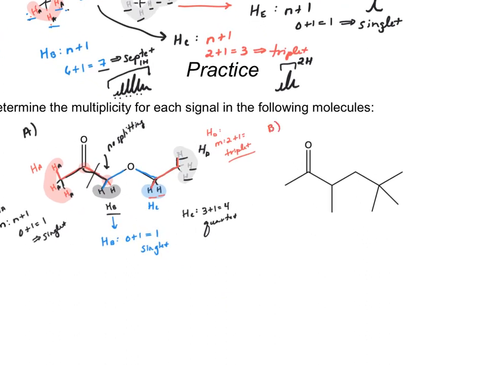Now we'll go on to B. Similar thing, we've got 3 protons out on the end here. This is a methyl group, so they're all equivalent with respect to one another. There are no protons here. There's 1 proton here. There are 3 protons here. There are 2 protons here. There are no protons here. And then there are 9 protons out on this terminal tert-butyl group. I'll go ahead and just draw those in. 1, 2, 3.